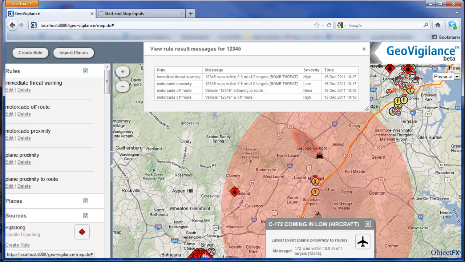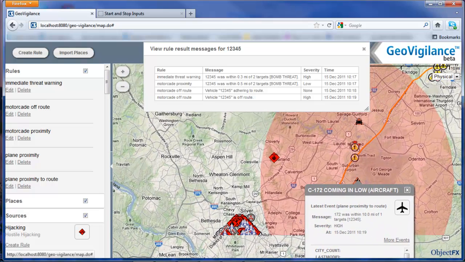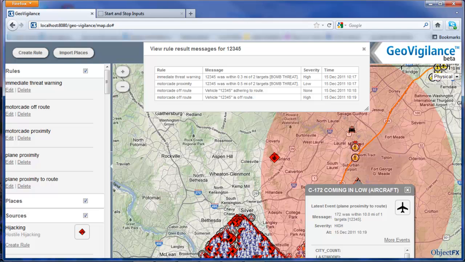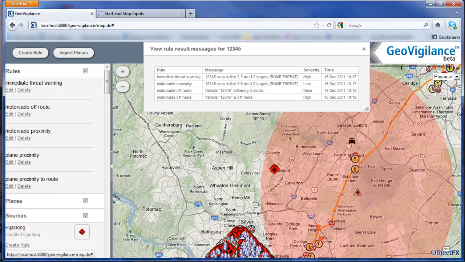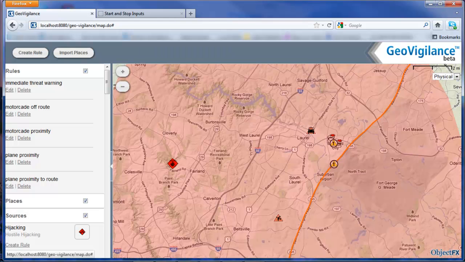Seeing this warning in several traffic incidents, which may be an attempt to stop the motorcade, the analyst can take decisive action to reroute them around the traffic and away from the approaching aircraft until contact is made and a deviation from the current flight path is established.